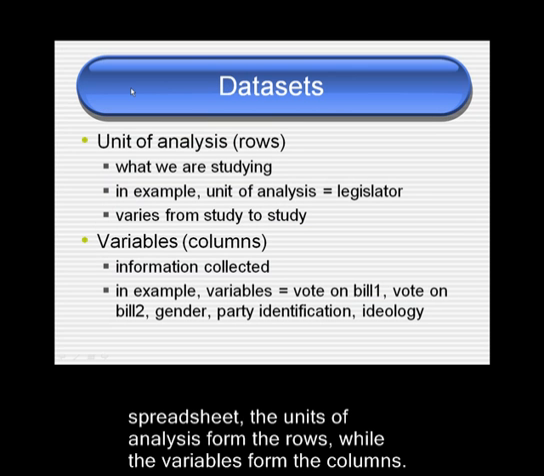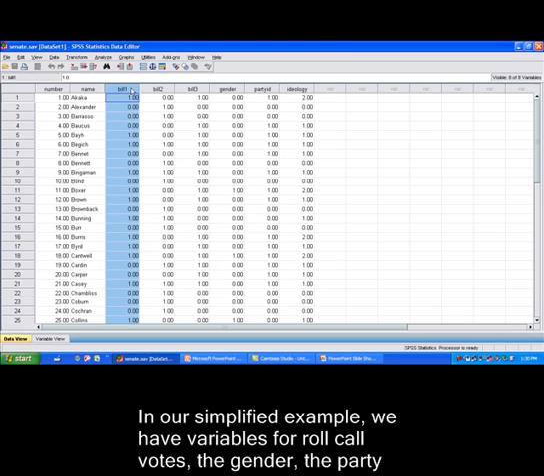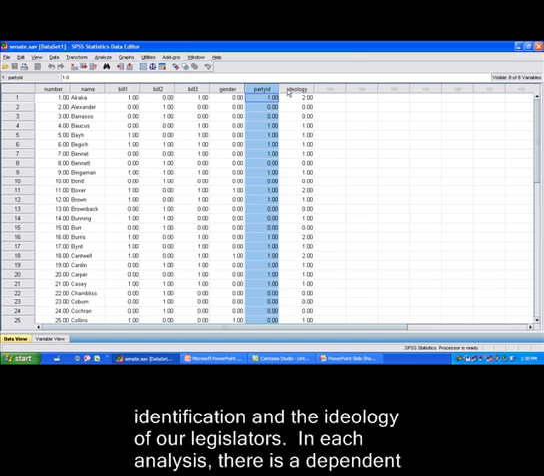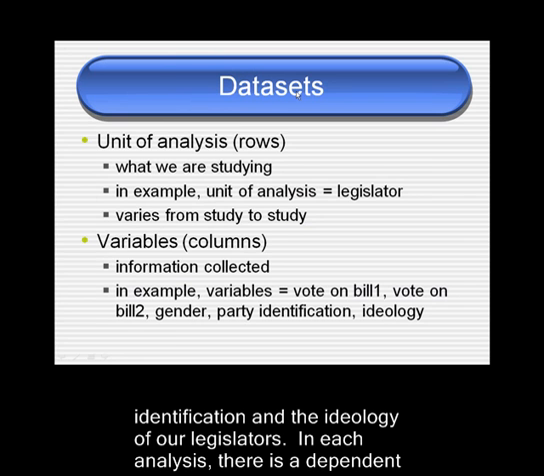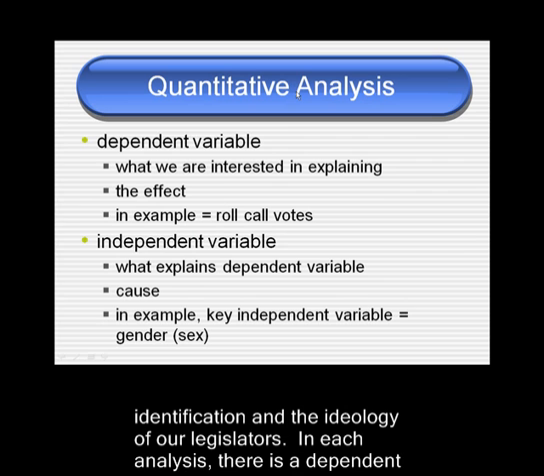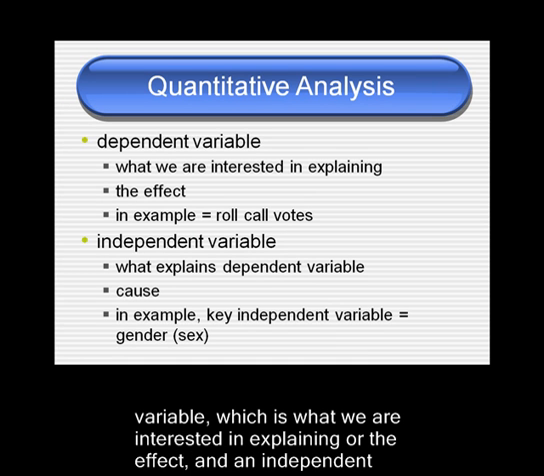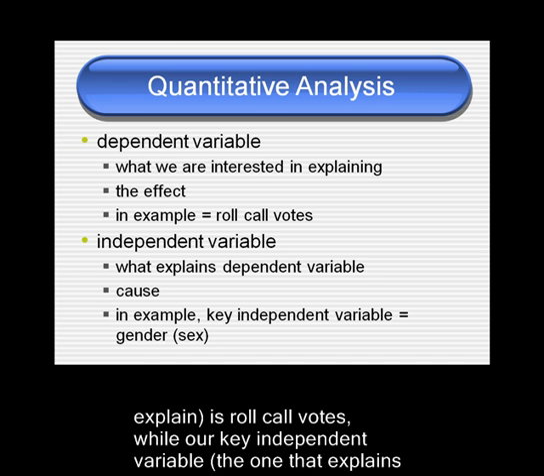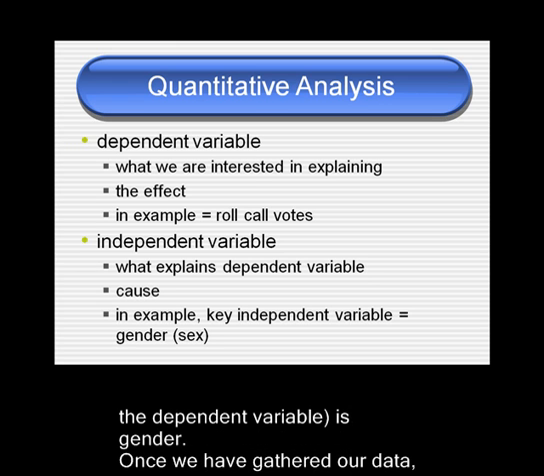Each bit of information that we track is called a variable. In our simplified example, we have variables for roll call votes, the gender, party identification, and ideology of our legislators. In each analysis, there is a dependent variable, which is what we are interested in explaining, or the effect, and an independent variable, which is the cause. In this situation, our dependent variable, the one we want to explain, is roll call votes, while our key independent variable, the one that explains the dependent variable, is gender.